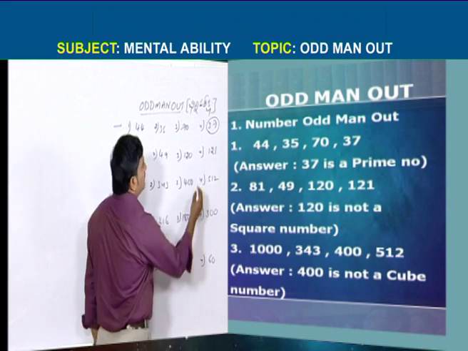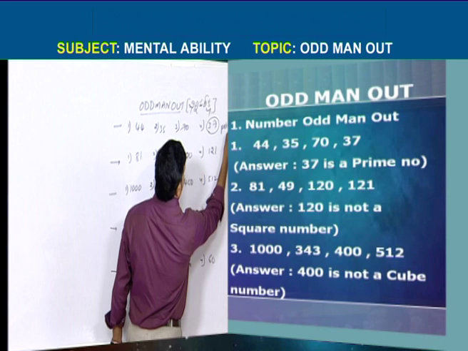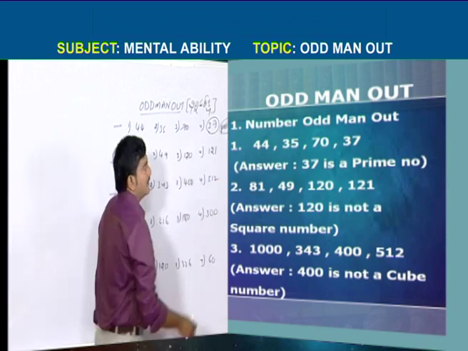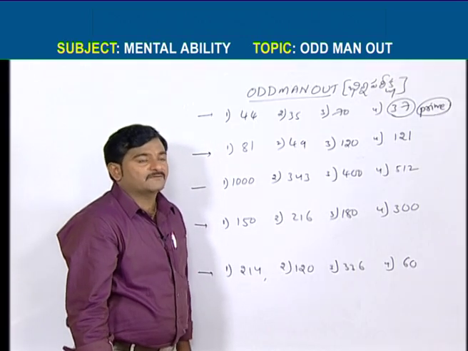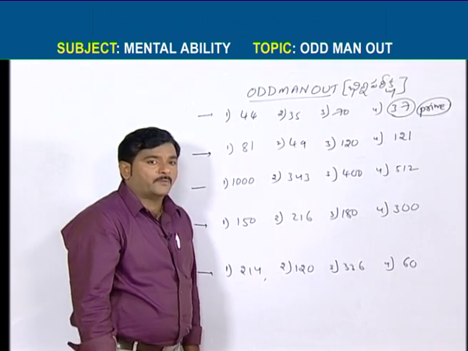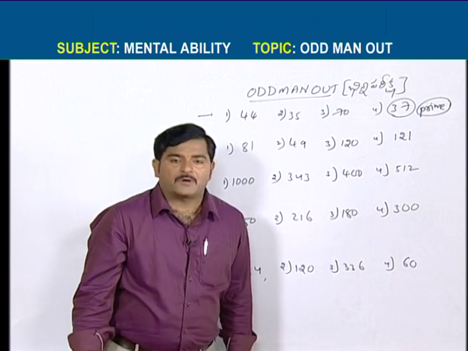What is the concept involved here? The concept is that 37 is prime, whereas the remaining are not primes. That is the logic involved in the first question. I hope you understood that. That's why you need to know prime numbers at least up to 100.